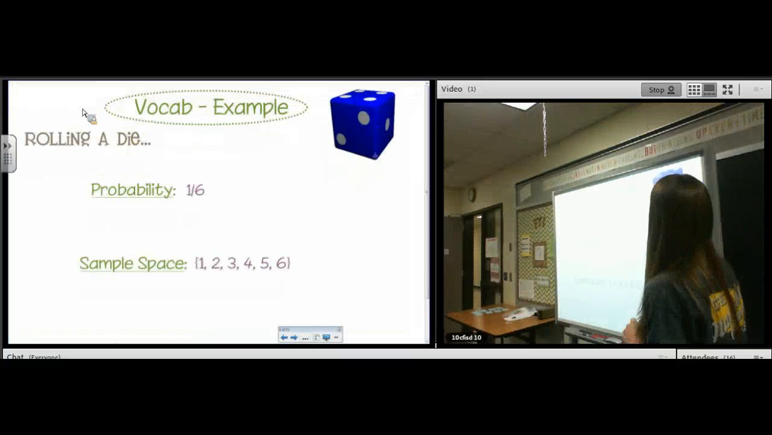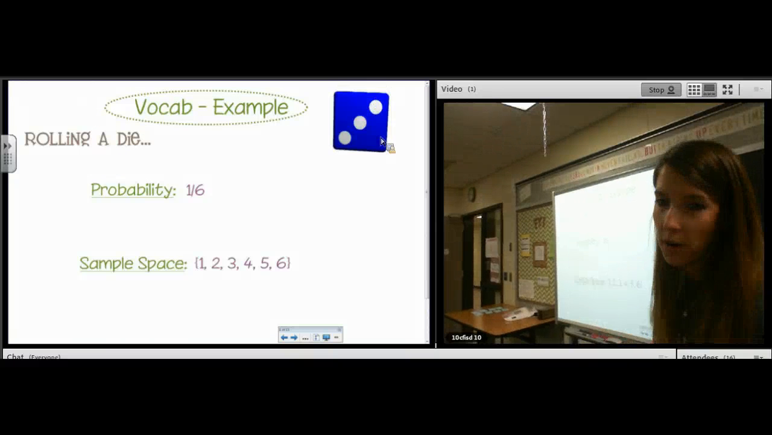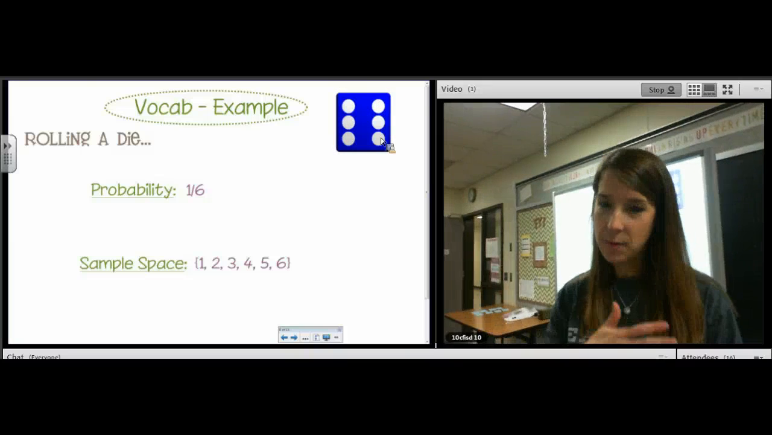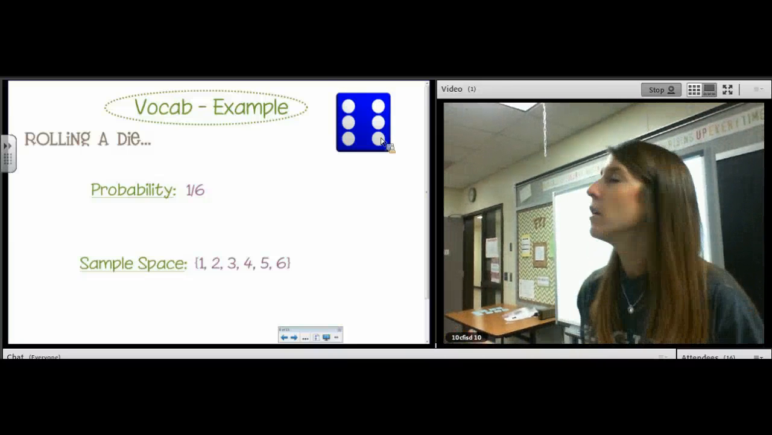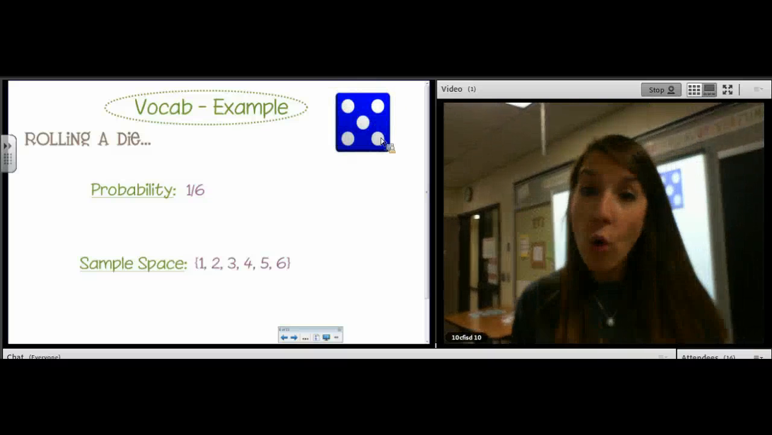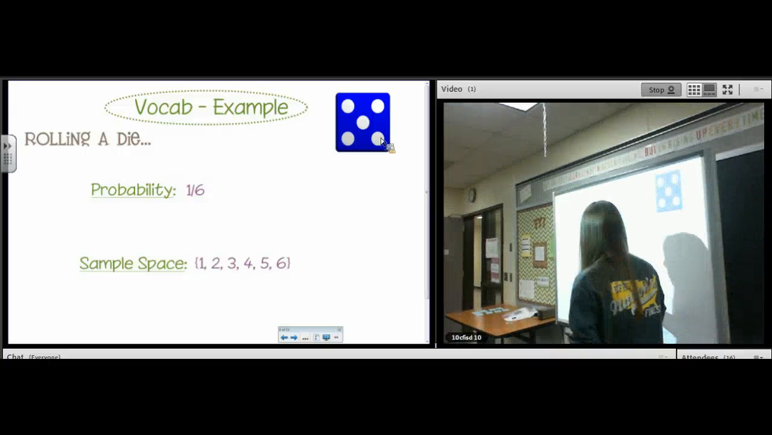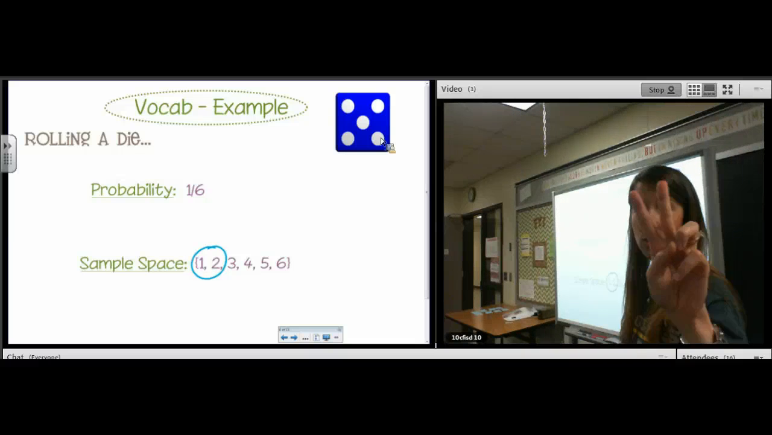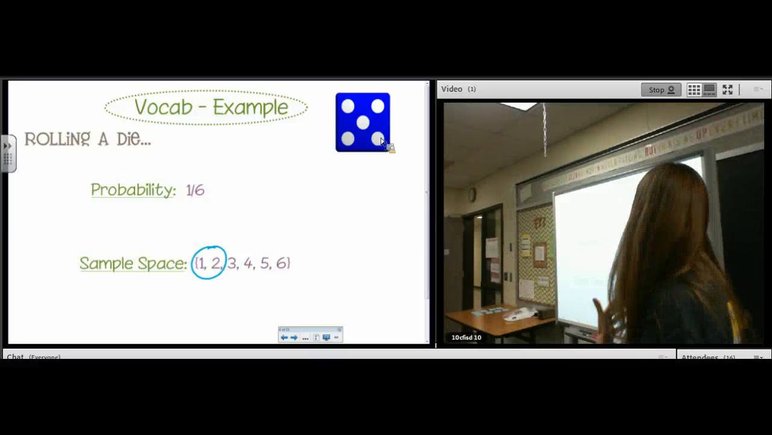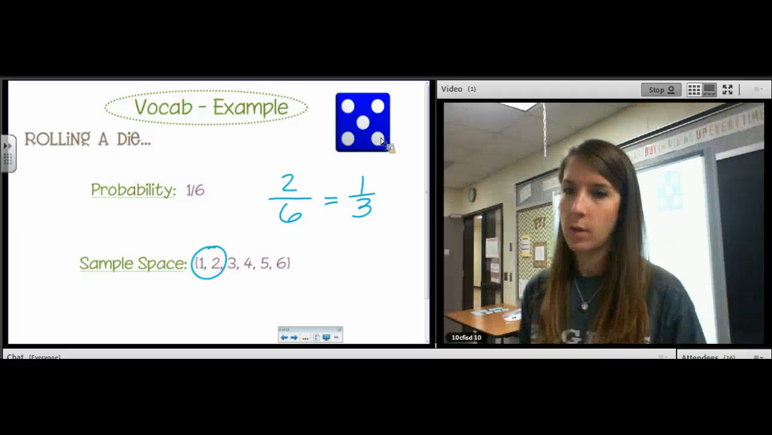Here's an example. Oh, I already went over this example. But anyways, the probability that you will roll any number on the die is 1 out of 6. The sample space is 1, 2, 3, 4, 5, 6. Okay? What's the probability that I roll a 1 or a 2? Well, that's 2 of the items in my sample space. So that would be 2 out of 6, so that would be a 1 in 3 probability. Okay.